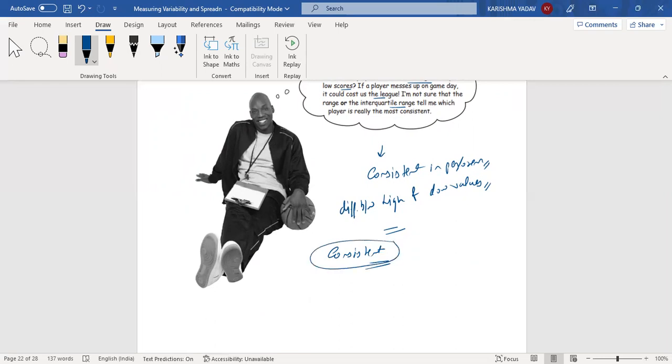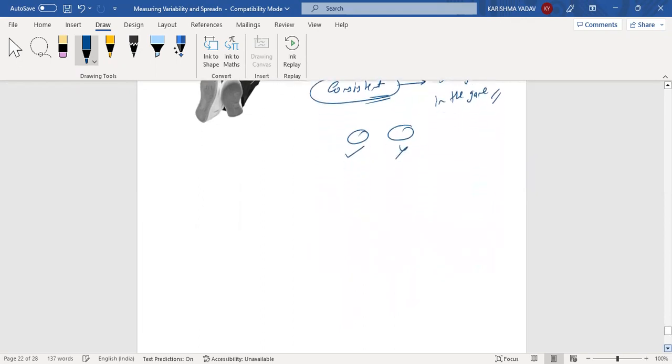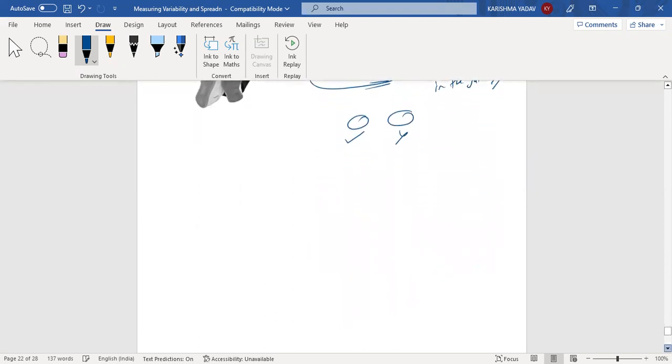So he can rely on that player in the team. The last thing he wants is an erratic player who will play well one week. He wants to choose the one player who will perform really well in the game. It shouldn't be that he performs really well in one game and not in the other. He wants someone that he can completely rely on.